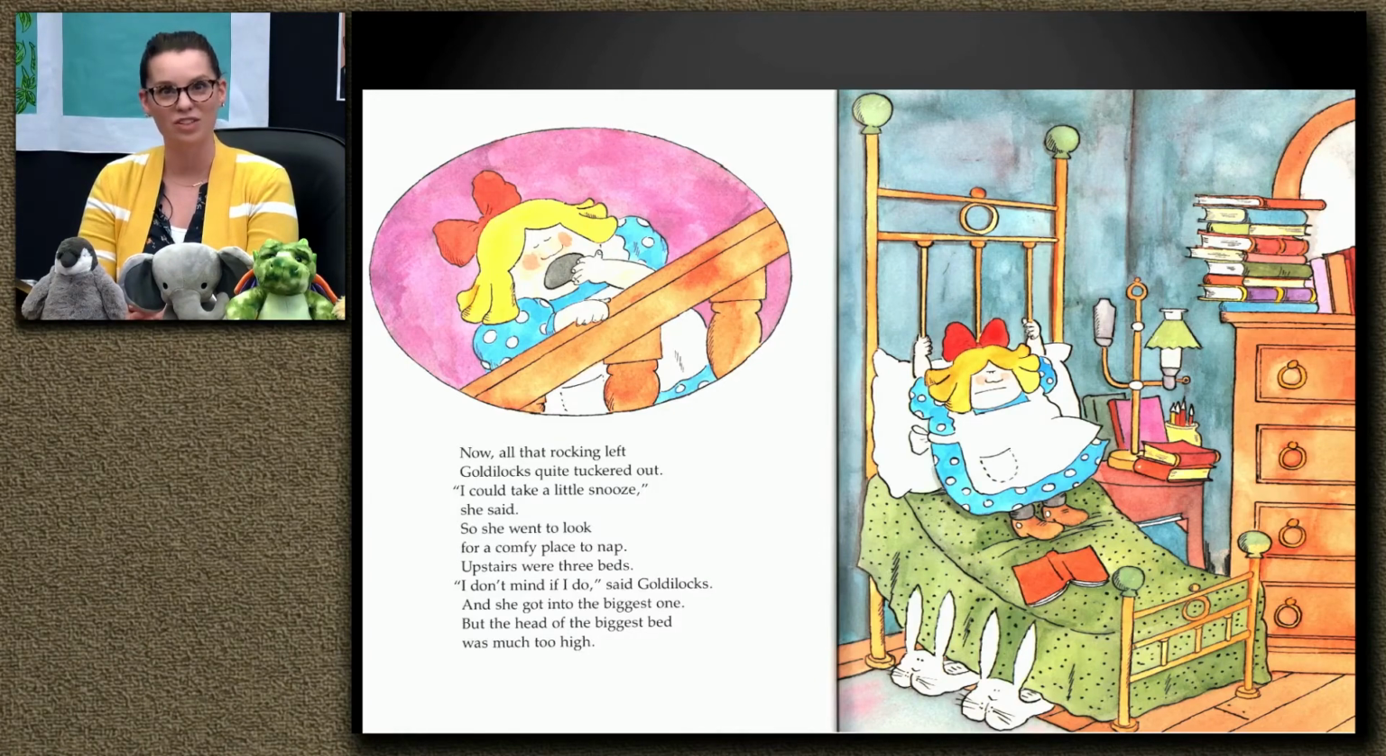So you see, the words tell us that she is tired. She's going to go take a little snooze. That's like a nap. "I could take a little snooze," she said.